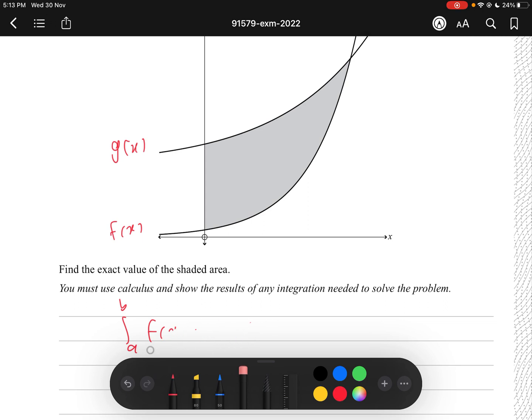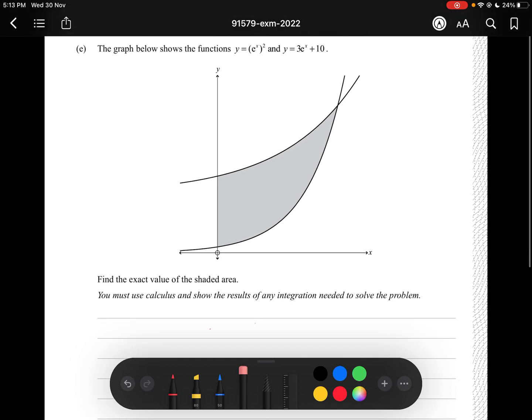But in this case, we have to find out which one is on top and which one is on bottom. There are multiple ways to do this, but a very easy thing to do is to look at the point x equals 0. Let's plug in x equals 0 for both of the curves.